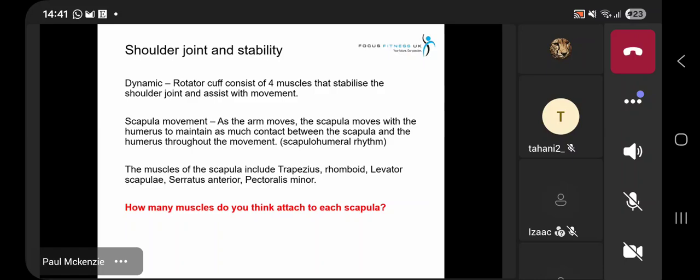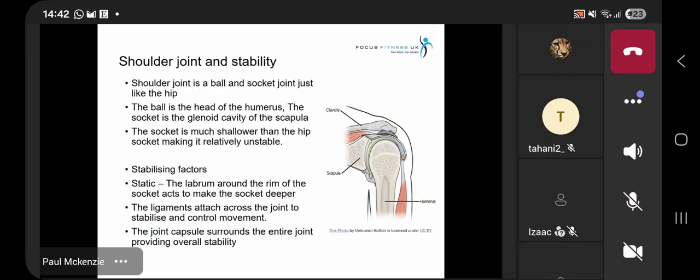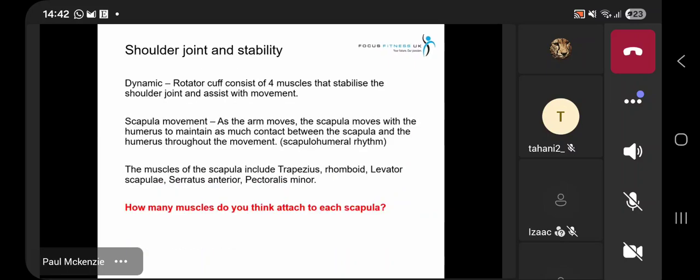Let's look now specifically at the shoulder joints. Another part of the shoulder joint. So we have dynamic stabilizers, or the rotator cuff. So what you looked at before were passive, so ligaments, joint capsule, that kind of stuff. Now we're looking at dynamic. And when it comes to dynamic stabilizers, we're always referring to muscles. So there's a term you may be familiar with called the rotator cuff. This consists of 4 muscles that stabilize the shoulder joint and assist with movement.